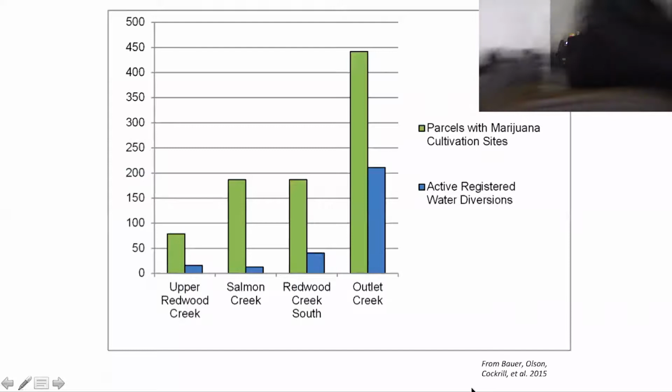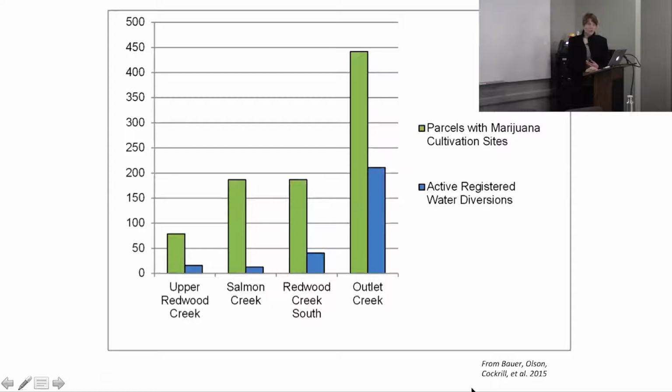Another interesting finding from that paper: they were curious to know how many of these cannabis cultivation sites might actually have water right permits. There wasn't a super clean way to do it, so they queried the state's database and asked how many people in each of these watersheds have water rights. They didn't map the cannabis growers directly to the water rights, but as a quick and dirty analysis, they found that very few people in these watersheds had water rights in the state's water rights database system.